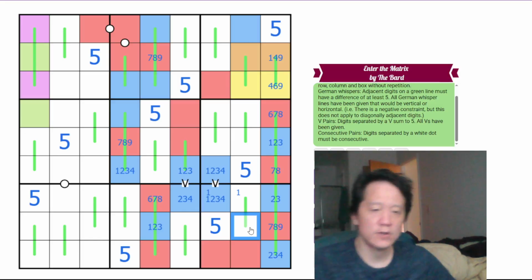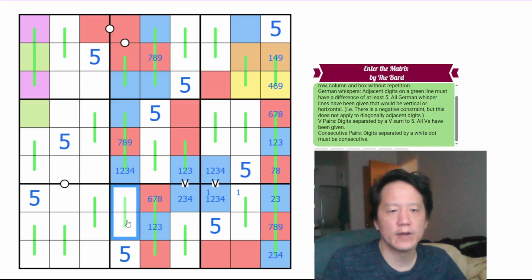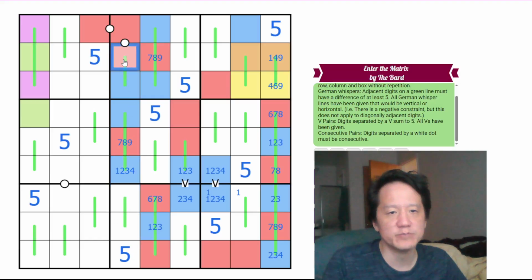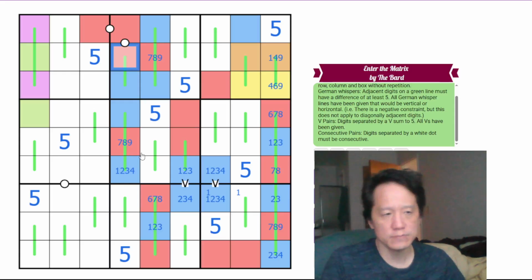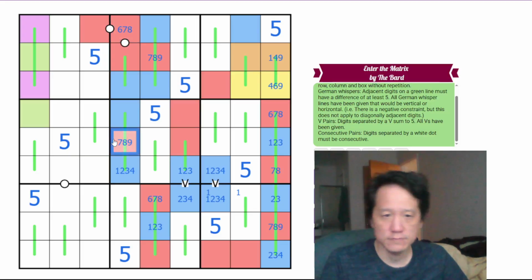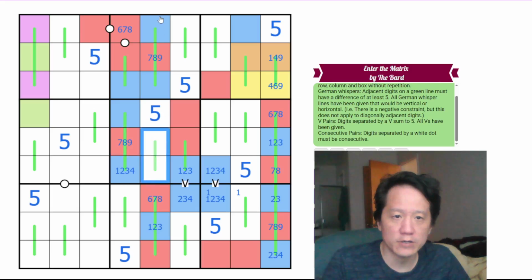Hmm. 4 has to be, okay, this is in between, well, we don't know. But 4 has to be one of these low digits on these German whisper lines. Therefore, the 9 has to be correspondingly next to one of them, too. So this can never be 9. This is 6, 7, or 8. What about here? Same here.